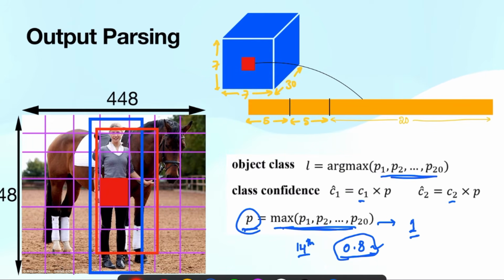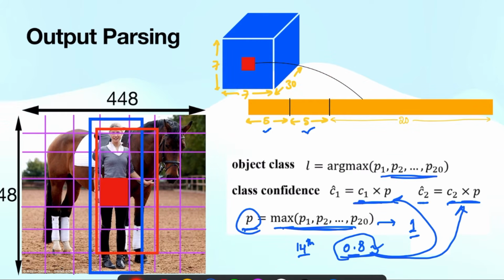So this 0.8 I will multiply with the confidence scores of both the boxes. This box has C1, this box has C2. So I am multiplying that with the class probability, which is my 0.8. Now I will get the final confidence score, which is called the conditional confidence score. Conditional class probabilities or conditional confidence score, because this value is based on the confidence of an object existence also, not only the class probability. So these two are the final confidence scores.